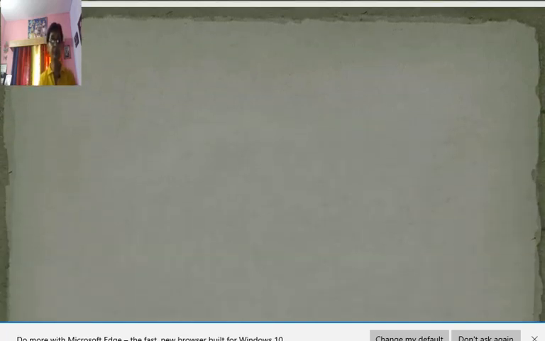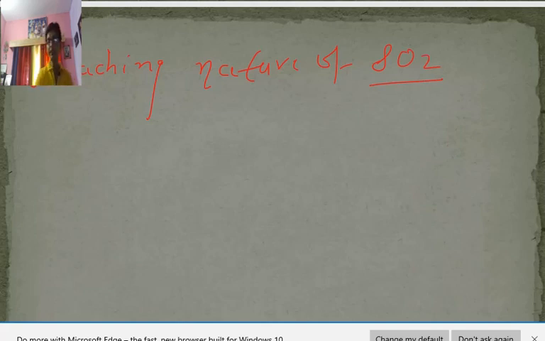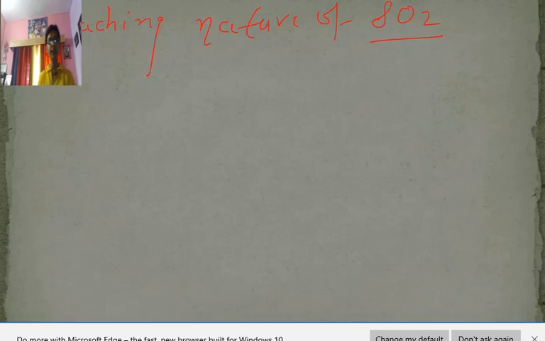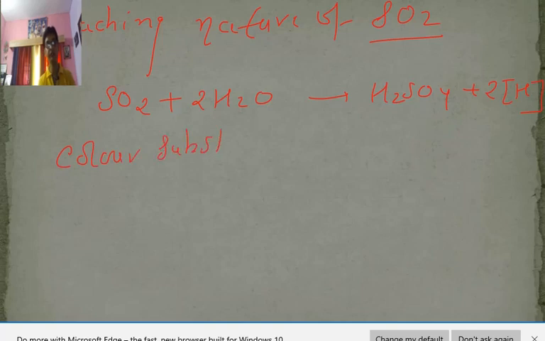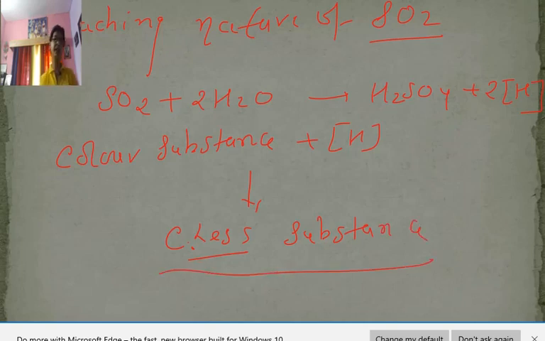Next, the most popular topic is the bleaching nature of sulfur dioxide. What is meant by bleaching nature? A colored compound changing into colorless is called bleaching action. Sulfur dioxide reacts with moisture, forms sulfuric acid and releases two nascent or atomic hydrogen. The colorful substance, by nascent hydrogen, changes into a colorless substance. That is called the bleaching action of sulfur dioxide gas.